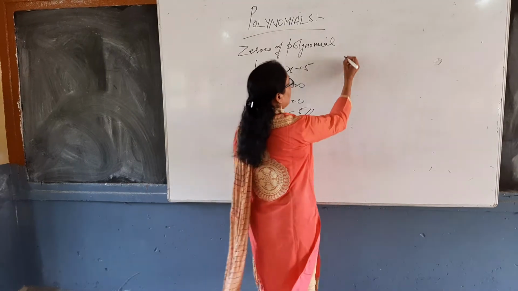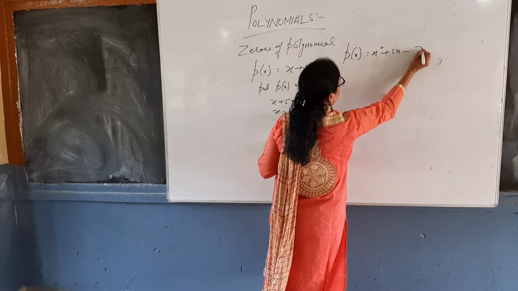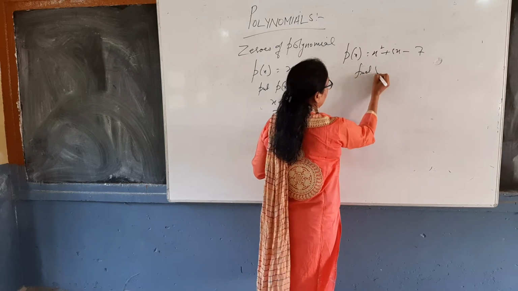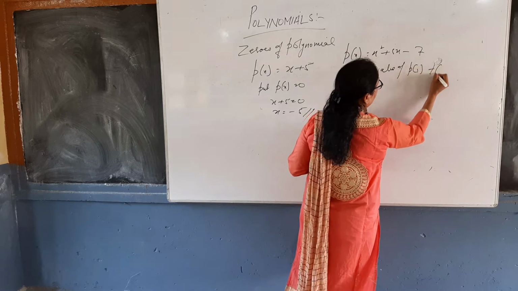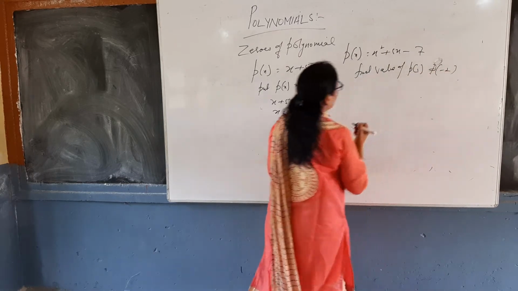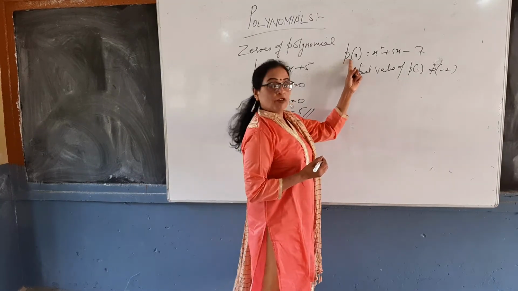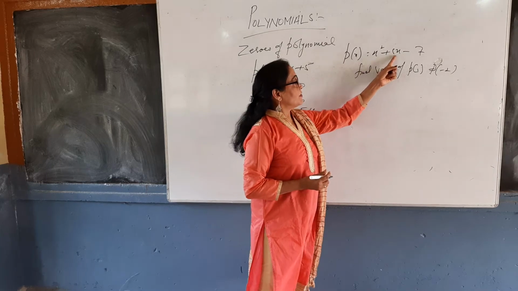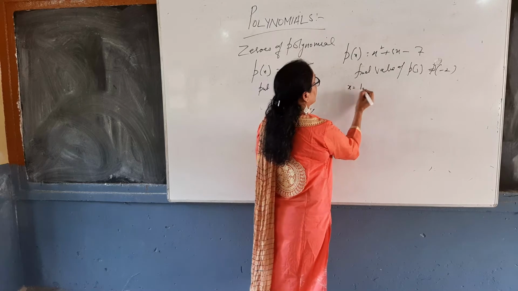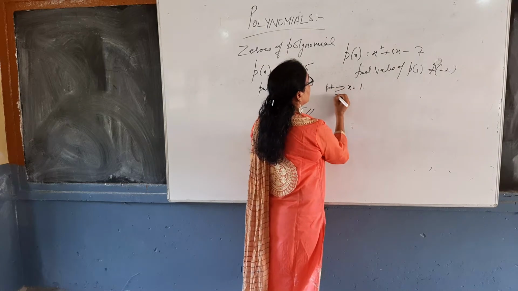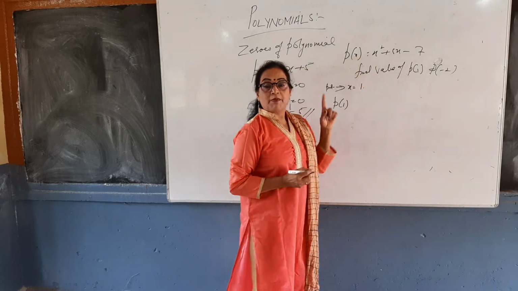Similarly, if any polynomial is given, suppose p(x) is given as x square + 5x - 7, and we have to find the value of p(1), p(-2). So what will we do? We have to find the value of p(1). p(1) means our polynomial denoted by p(x) = x square + 5x - 7, and in place of x we have to put 1. That is, put x equal to 1.